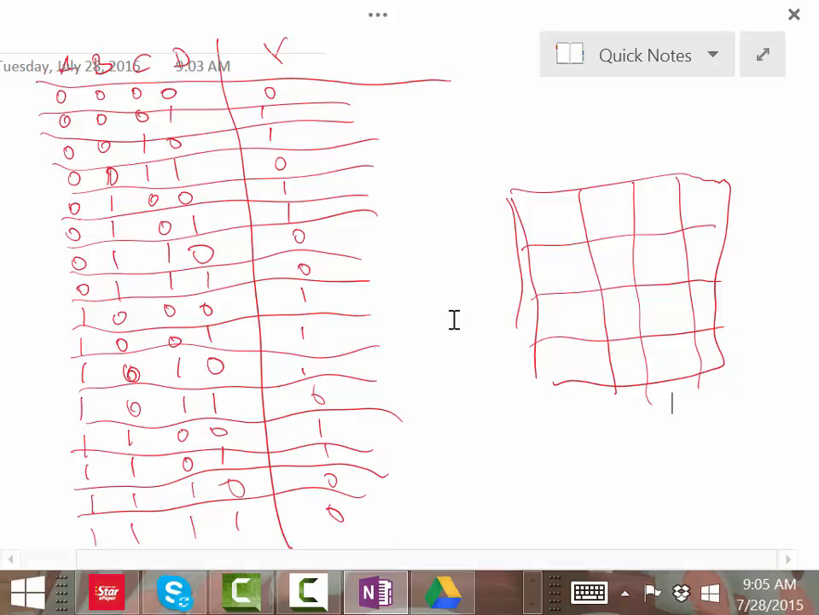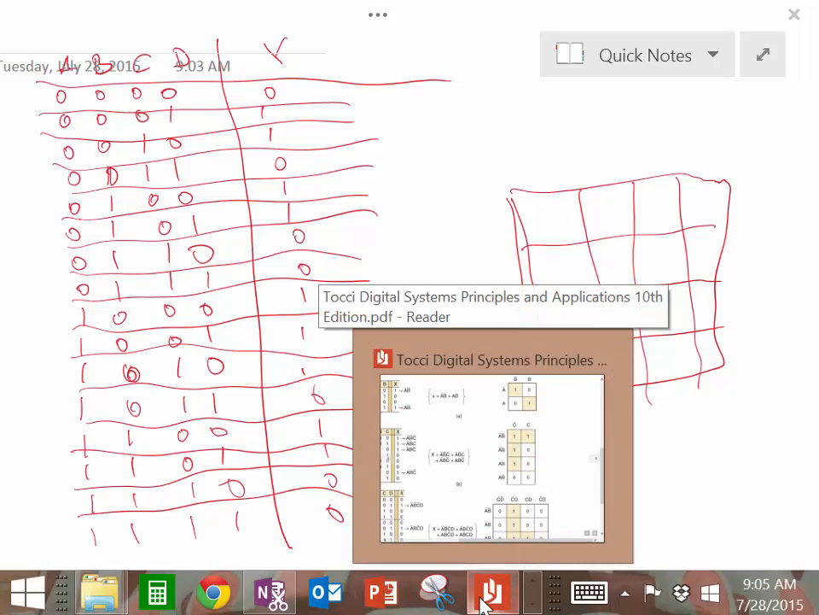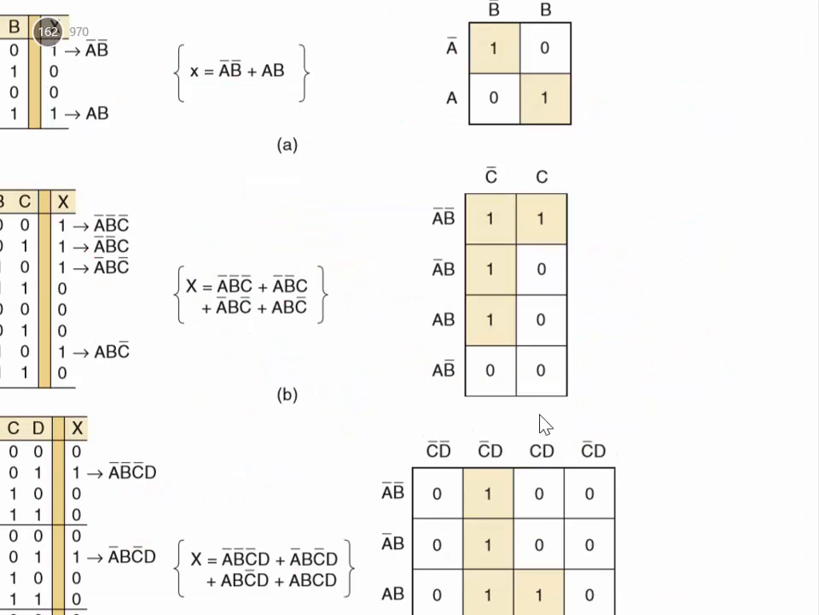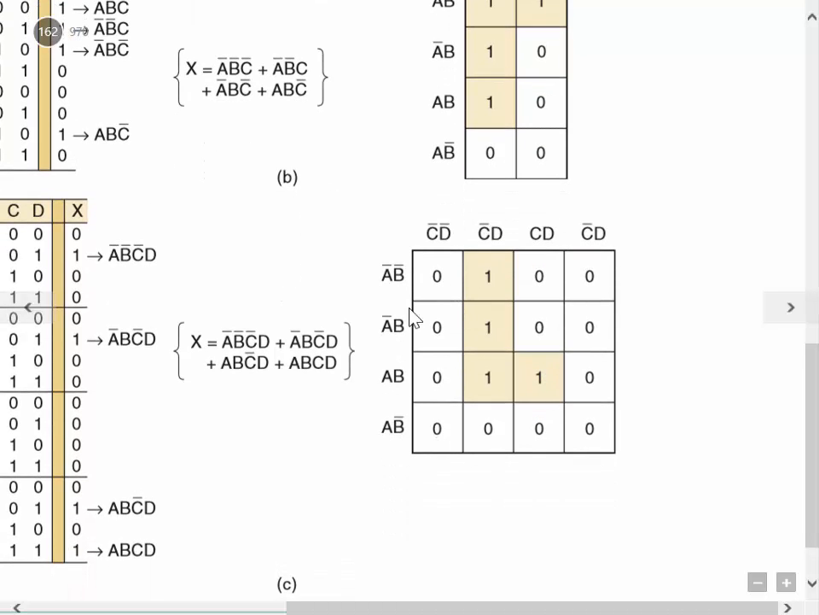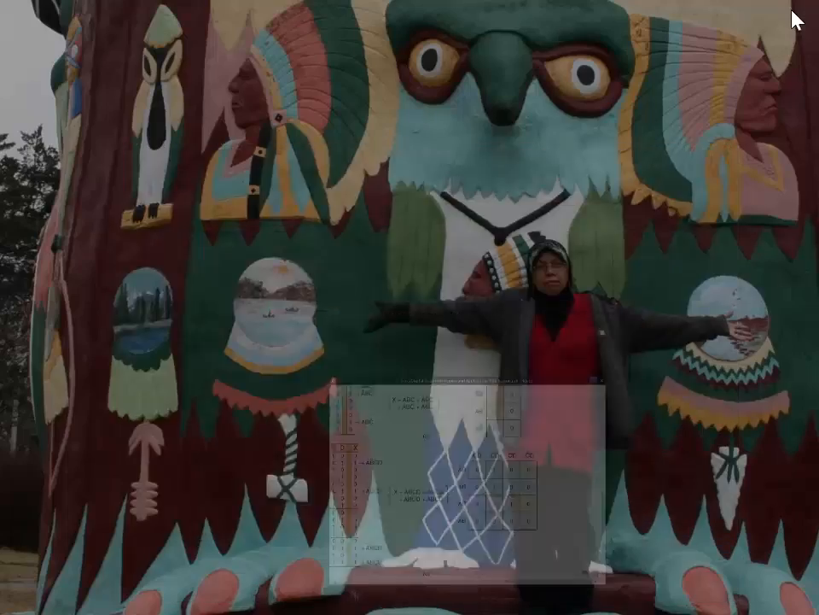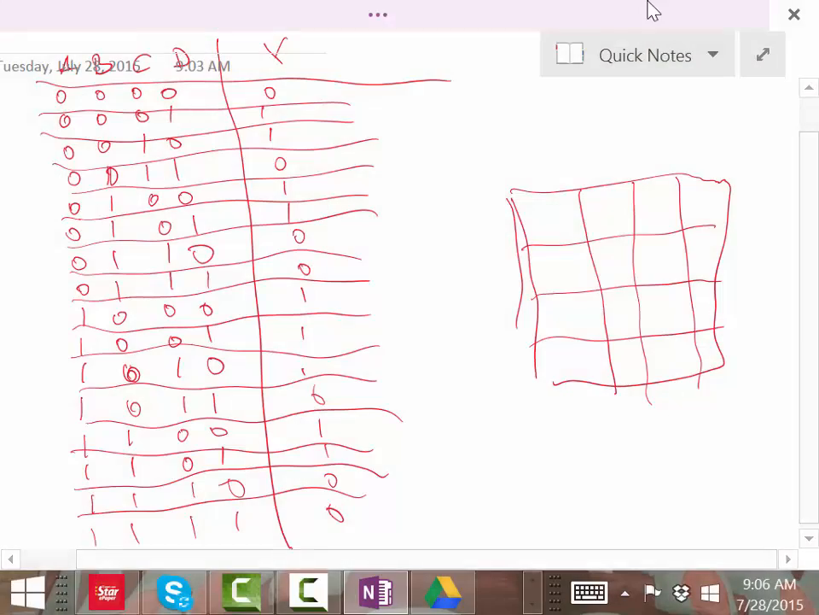So again, let me go back and bring up the book, that way I'm consistent with the way he draws it. All right, he puts AB across here and then CD across the top. This is out of the book, so I just want to make sure it's following the same pattern. So A not B not, A not B, A B, A B not. Right there. C not D not, and so on.